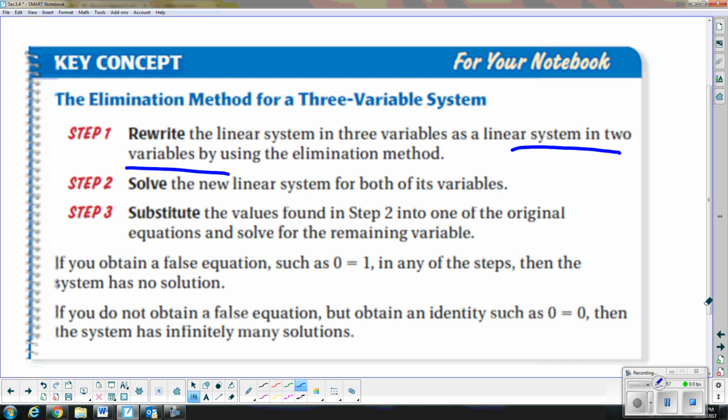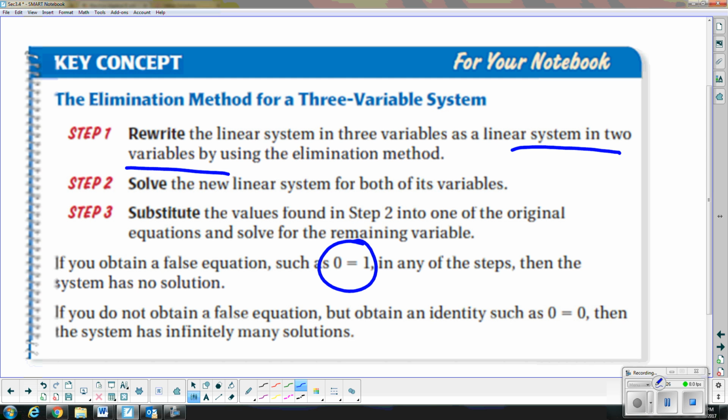And then our next step is to solve for those 2 variables. So now we have 2 equations and 2 variables, so we can use either substitution or elimination, doesn't matter which one. And then we're going to work backwards and substitute those values into our previous equations. If at any point when we're solving for our variables we get something false, like 0 equals 1, that means there's no solution.